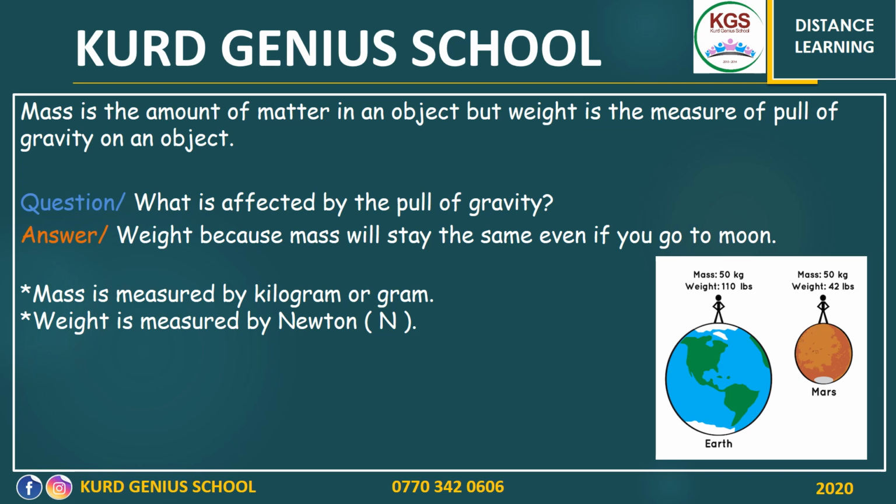Now, if you look at the picture, I have the same person, but at one time they're standing on Earth, at the other time they're standing on Mars. So, if you look at the mass, their mass is still the same, 50 kilograms, 50 kilograms, but the only thing that is changing is the weight. That's because on Earth we have the strongest force of gravity, but on Mars, we don't. So this is why the mass is not going to change, the mass will stay the same, but the weight is going to change because of the force of gravity.